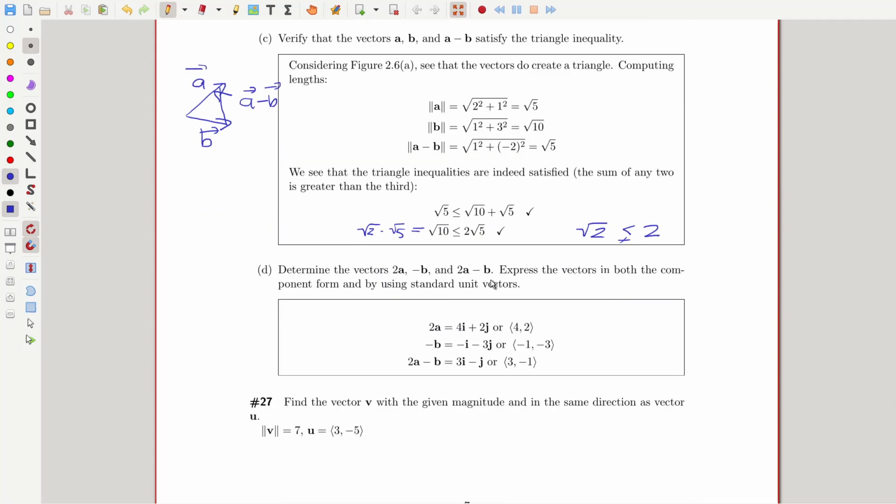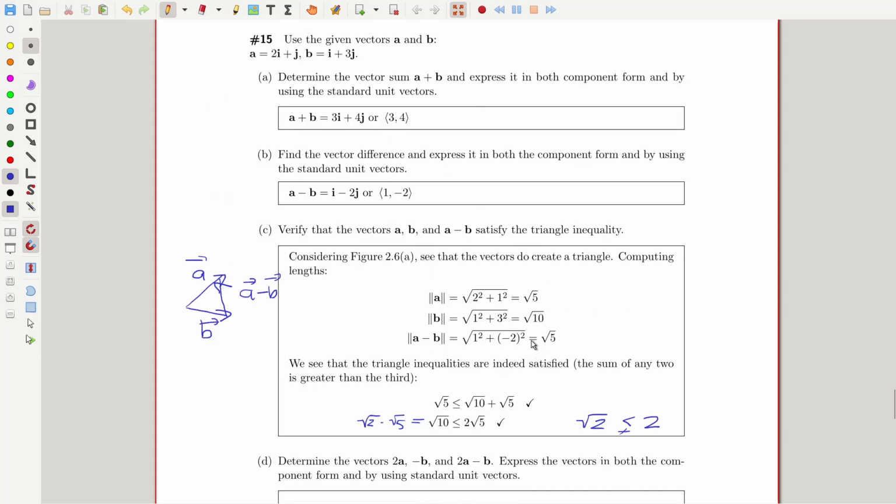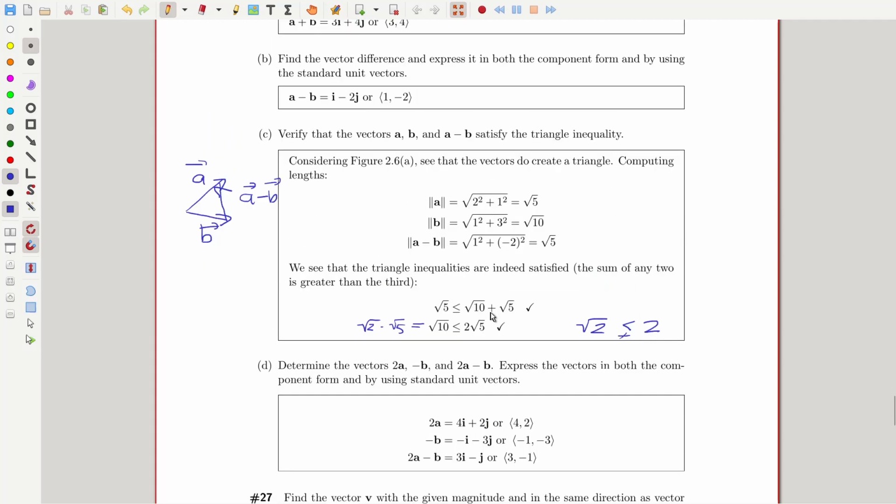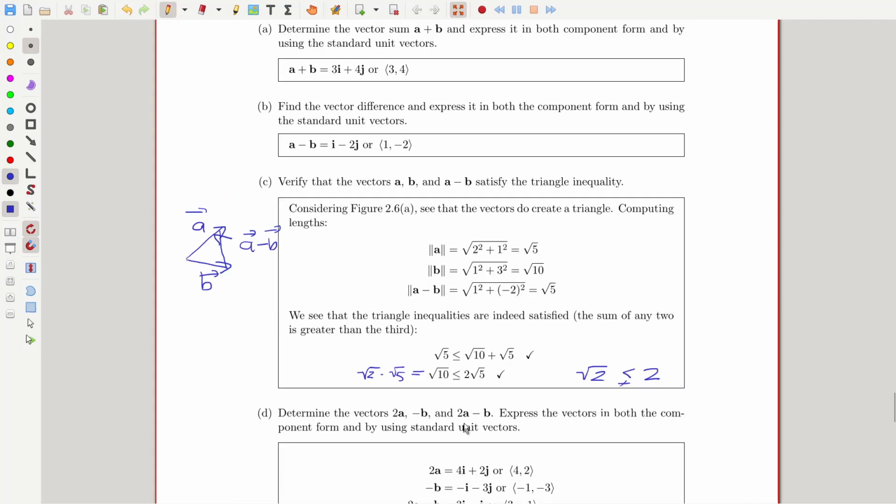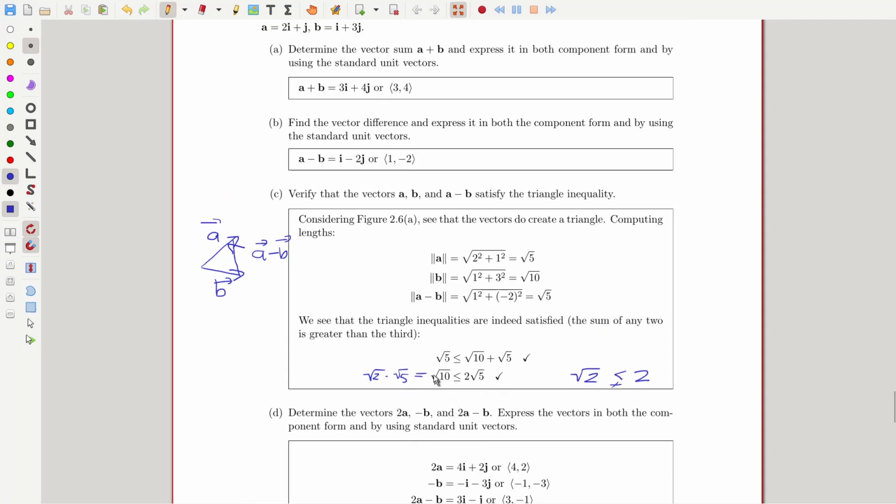Okay, part D. Determine the vectors 2a minus b and 2a minus b. I think the only thing this adds is the scalar multiplication of the vectors, because we've already done addition and subtraction. Once you have 2a and minus b, you can just add the two things to get this 2a minus b vector.